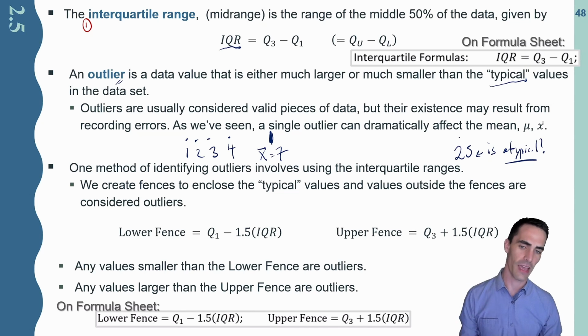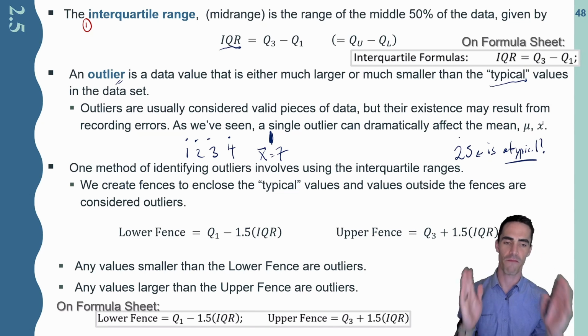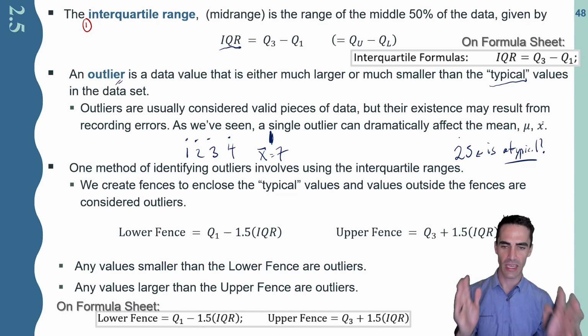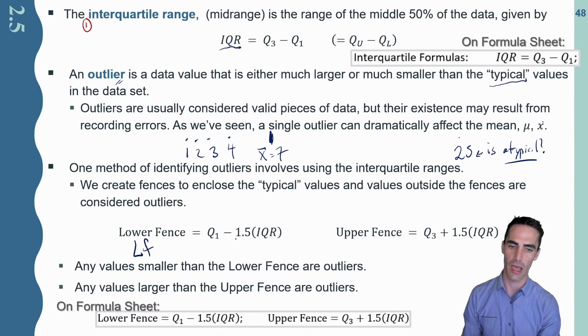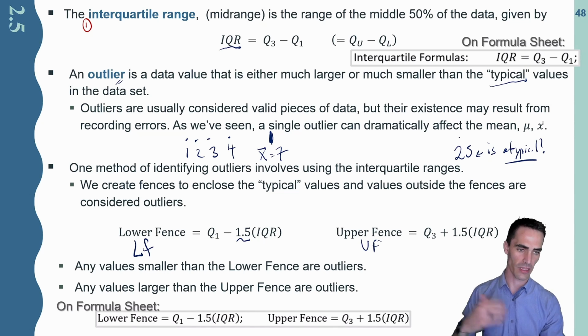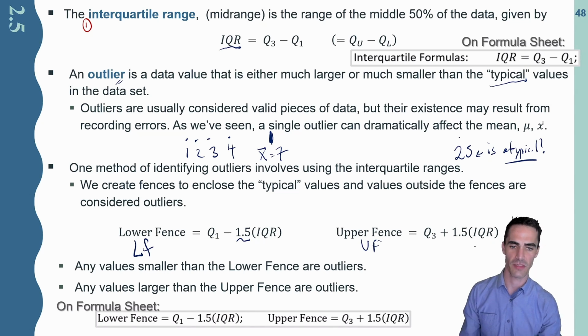Here's how we can identify outliers. We first need to establish fences or lines in the sand that we say, look, anything within this barrier is typical. So we have first a lower fence, or LF for short, and it's Q1, that's your lower quartile, minus 1.5 times your interquartile range IQR. Then you have your UF, your upper fence, which is Q3, that's your upper quartile plus 1.5 times IQR.